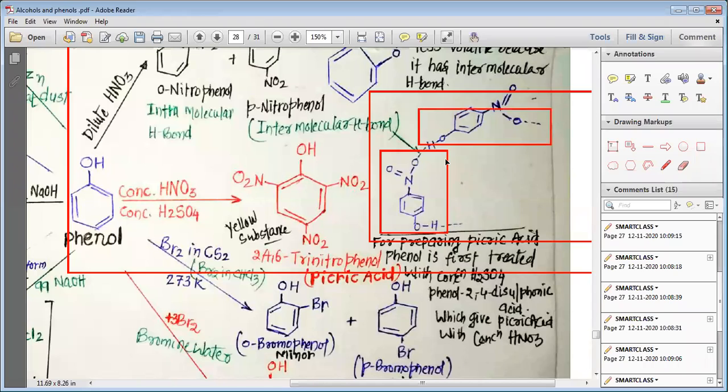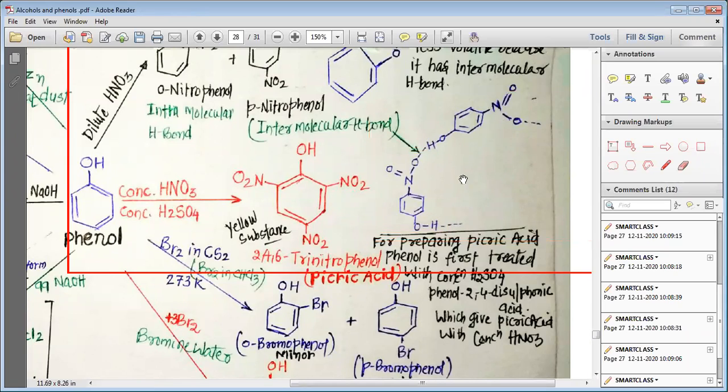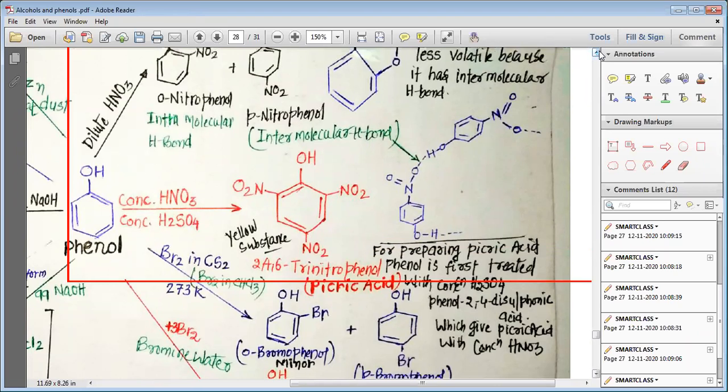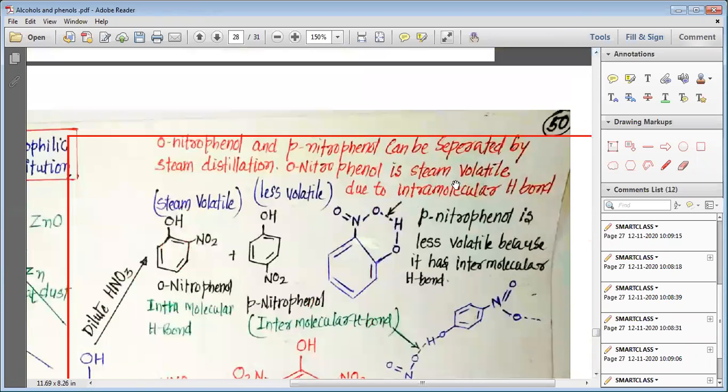And both these paranitrophenols are bonded with this intermolecular hydrogen bond you can see here. So paranitrophenols are bonded with intermolecular hydrogen bonding, and that is why paranitrophenol has a higher boiling point as compared to the orthonitrophenol, and that is why orthonitrophenol and paranitrophenol can be easily separated by a method, and the method is known as steam distillation.